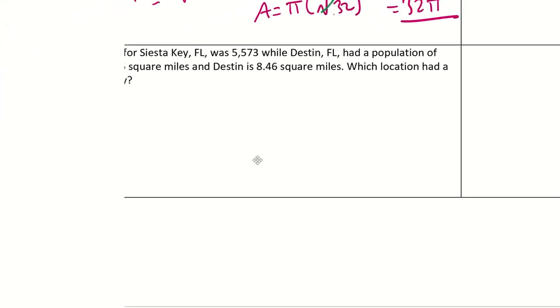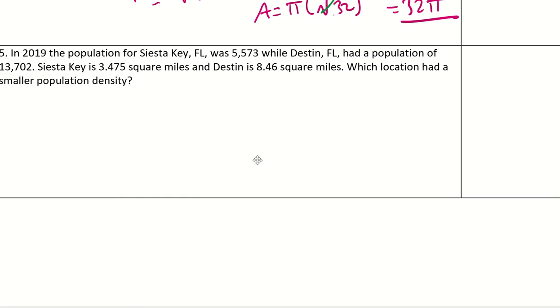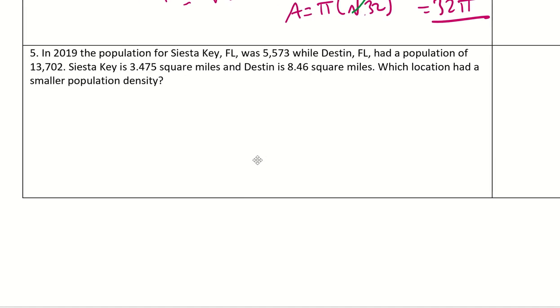Number 5 is also a population density question, so we can go ahead and do that. We're comparing two cities, Siesta Key and Destin, Florida, and we want to see which one has a smaller population density. So we're going to use D for density. D1 is going to be the density of Siesta, and number 2 is for Destin. Okay, so D1, the density 1, is equal to the population of Siesta Key over the area.